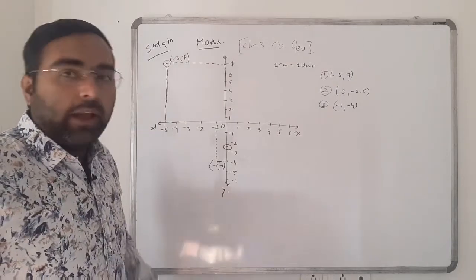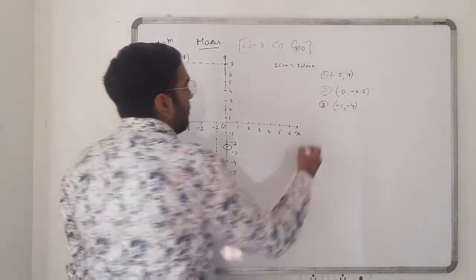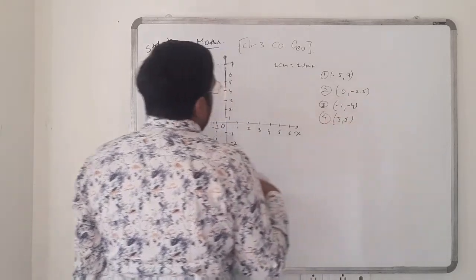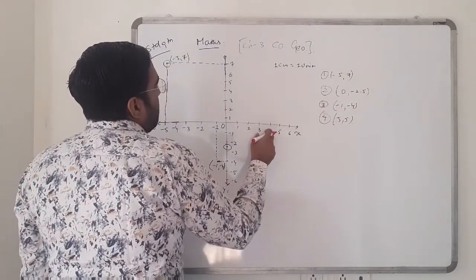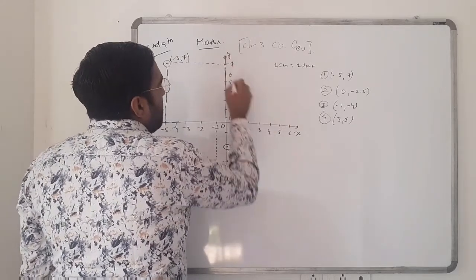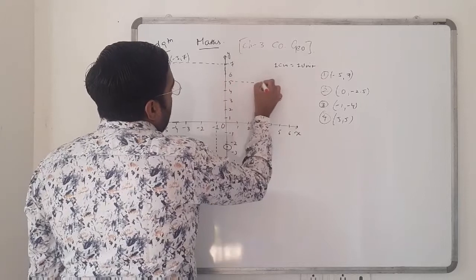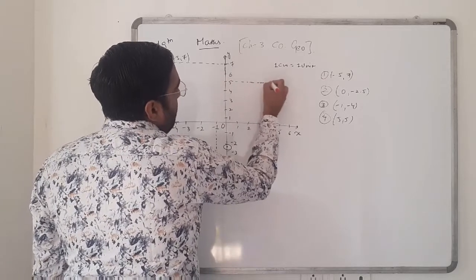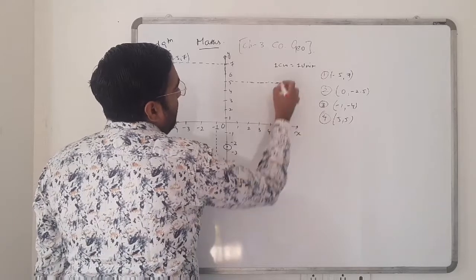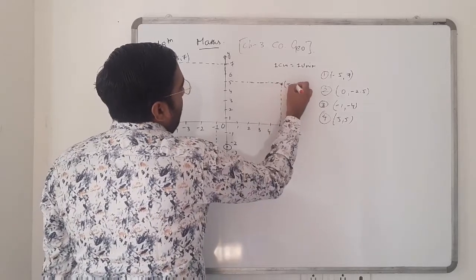Next one is 5 comma 5. Both of them are positive. So in the x-axis 5 and in the y-axis also 5. So 5 comma 5 is plotted here.